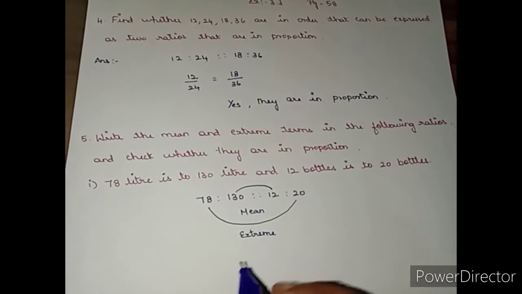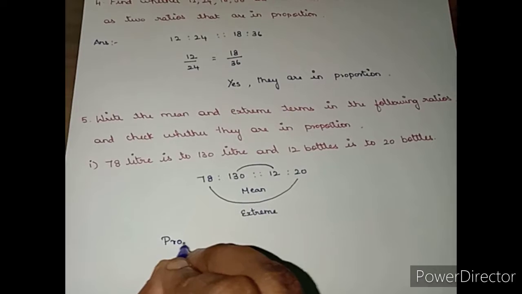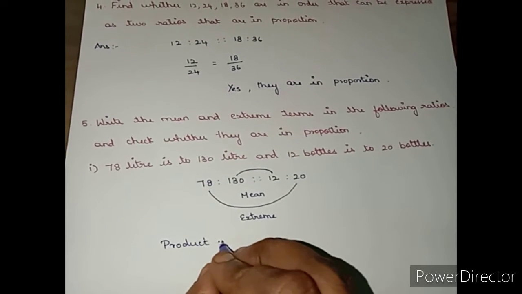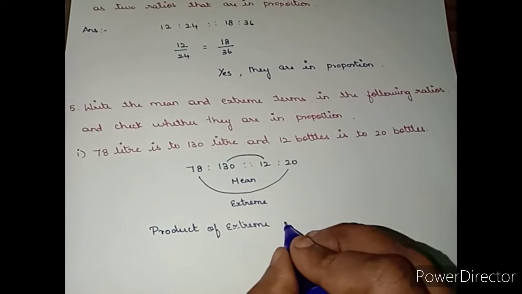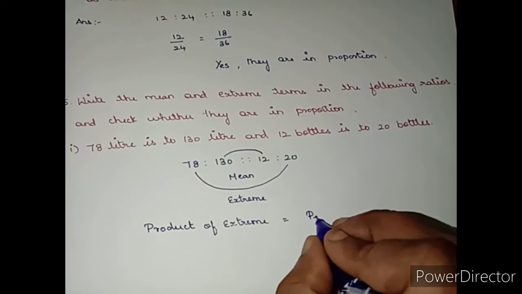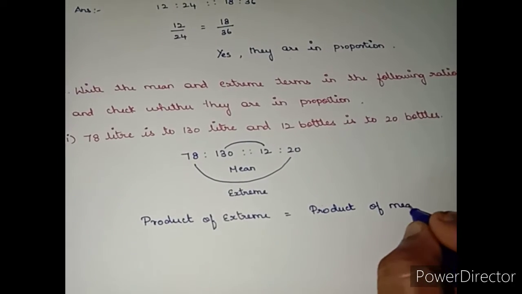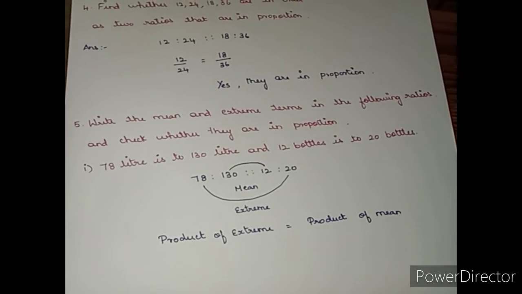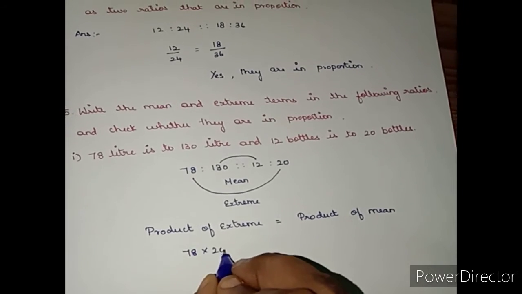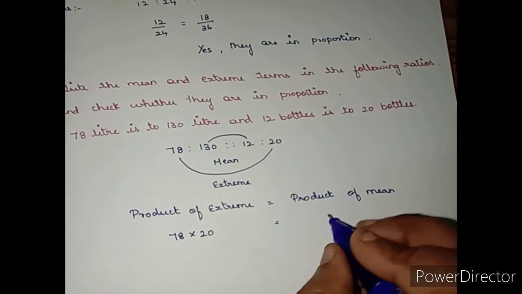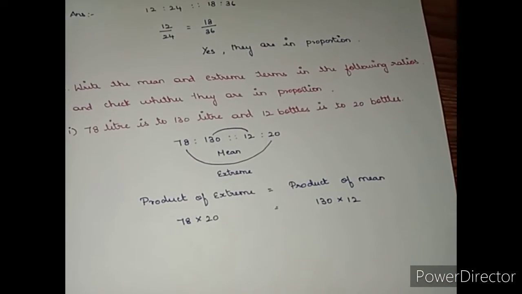Now we have to multiply the extremes. So the product of extremes should be equal to the product of means. So what is extreme here? 78 into 20. Here 130 into 12. Shall we find it out?